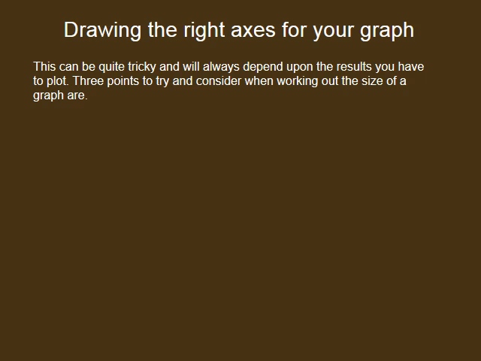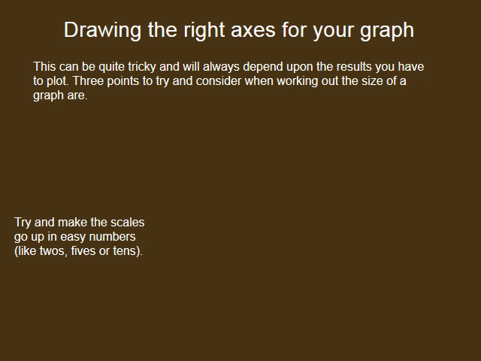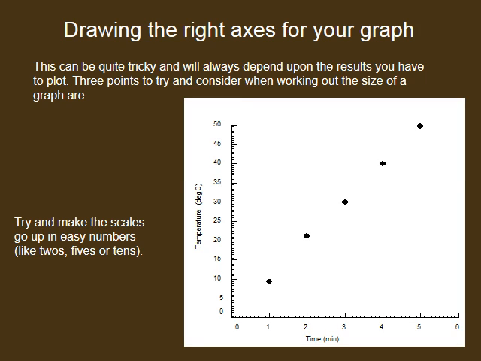So one of the first aspects of drawing a graph is drawing the right axes for your graph. This can be quite tricky and will always depend on the results you have to plot. Three points to consider when working out the size of a graph are: try and make the scales go up in easy numbers, so multiples of 1s or 2s or 5s or 10s or 20s. There we go, so that's going up in 5s, and the minutes are going up in 1s.